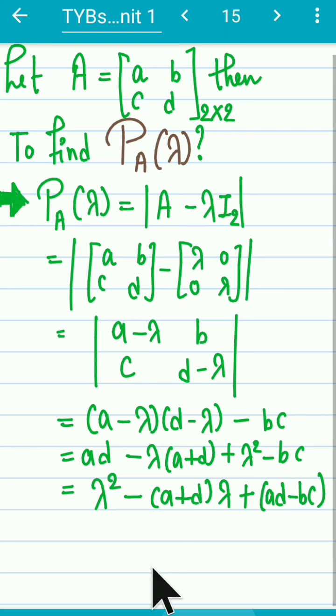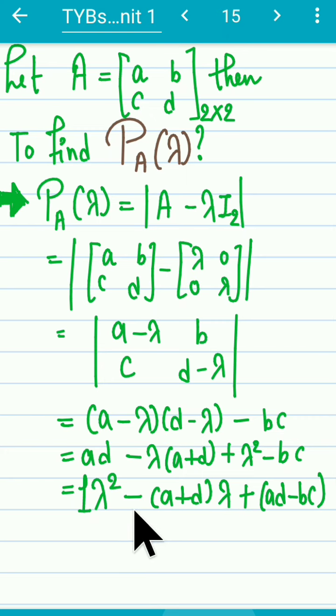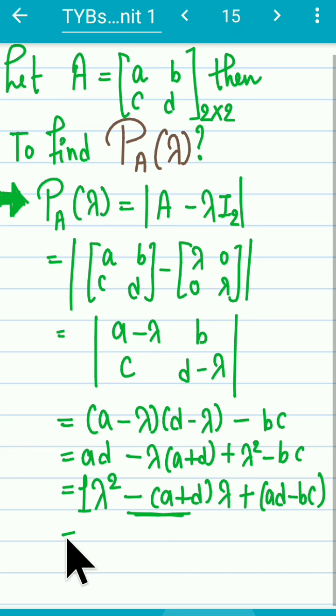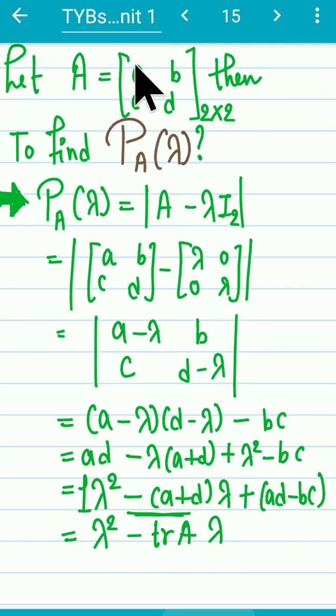Okay, so if you observe this, this is really special. If you see, my coefficient of lambda square is 1 always. My coefficient of lambda is nothing but minus A plus D. So what is A plus D? That is nothing but the trace of this matrix, correct? So what I'm getting is, this is same as lambda square minus trace of A times lambda, right? Trace is nothing but the sum of the diagonal entries. This is nothing but the diagonal. This is not considered to be diagonal. This is nothing but our main diagonal, right?